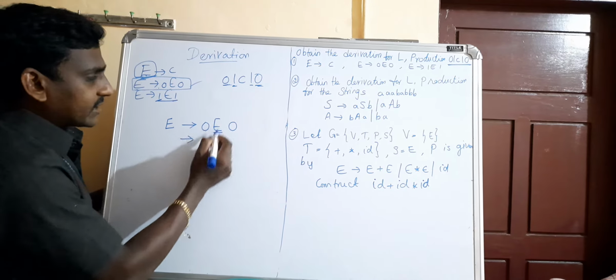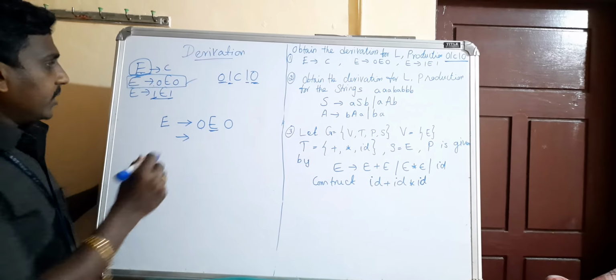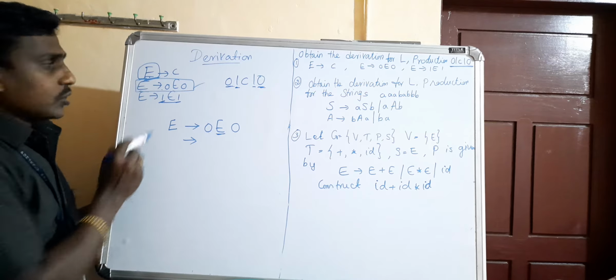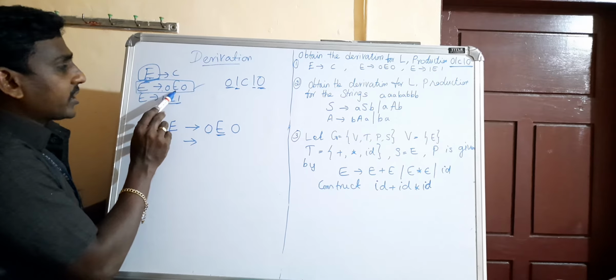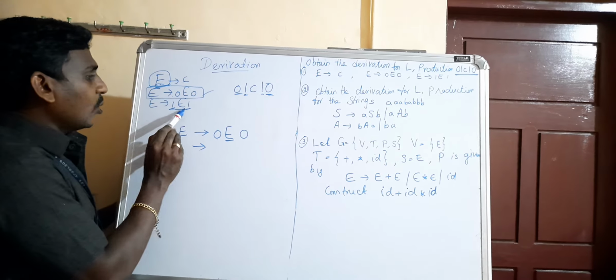I got 0. Next I want 1. Okay, so three productions are there. In this production there is no 1. In this production there is no 1. But here I have 1.